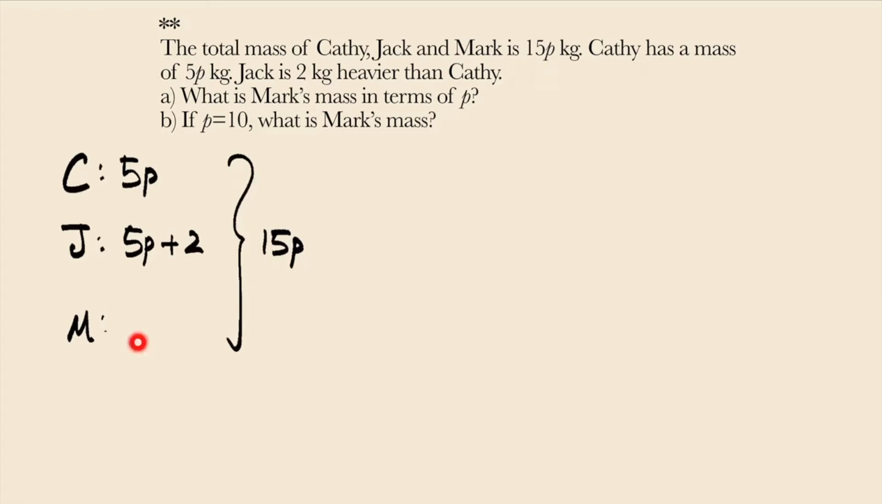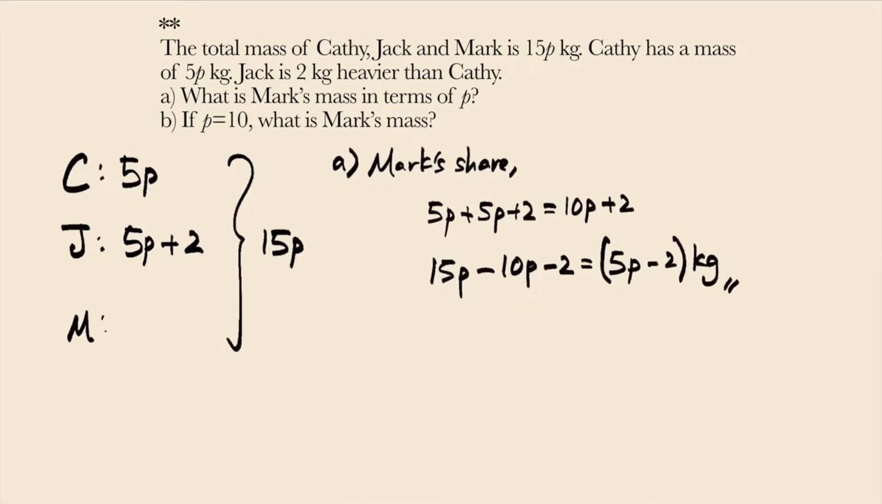You know that for Mark, we're going to subtract these 2 quantities here. Well, we can sum them up. 5p plus 5p plus 2 is 10p plus 2. Now we're going to take 15p minus this. Here's where students get in trouble. Is it going to be minus 10p plus 2? No. I know I see a plus 2 here. I know, right? But you should say it's going to be 15p minus this 10p and minus this 2. Does that make sense?